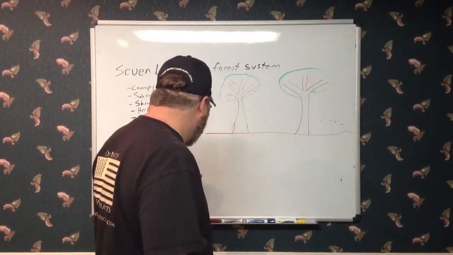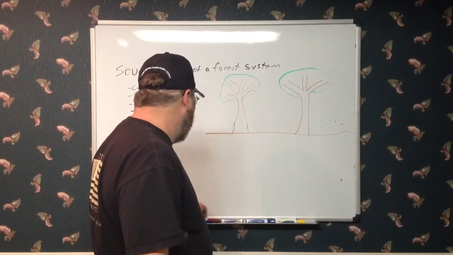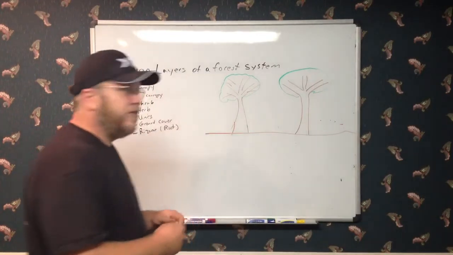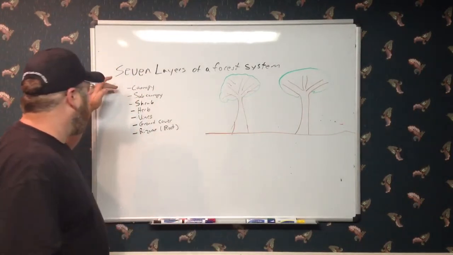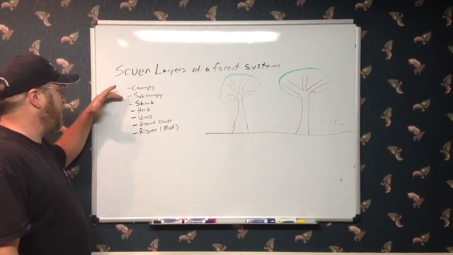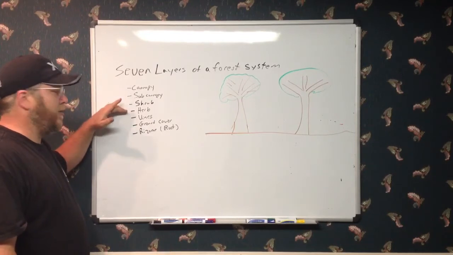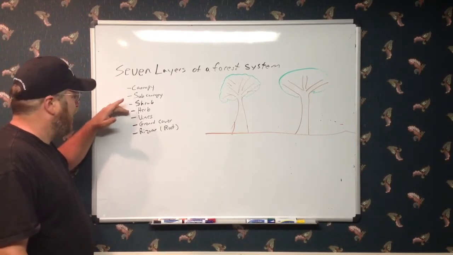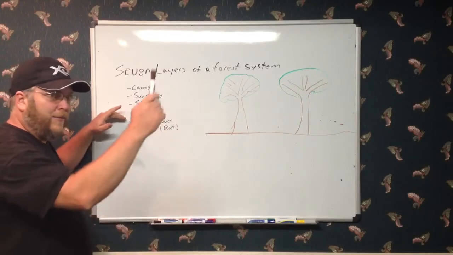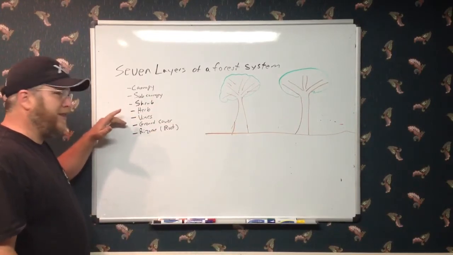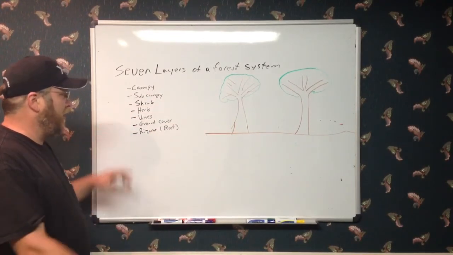Alright, so let's start out with the 7 layers of the forest system and what they actually are. They are the canopy layer, the subcanopy, the shrub layer, the herb layer, which we also call the herbaceous layer, the vine layer, or the climbers, another way to think of that, the ground cover layer, and the rhizome layer, which is a root layer.